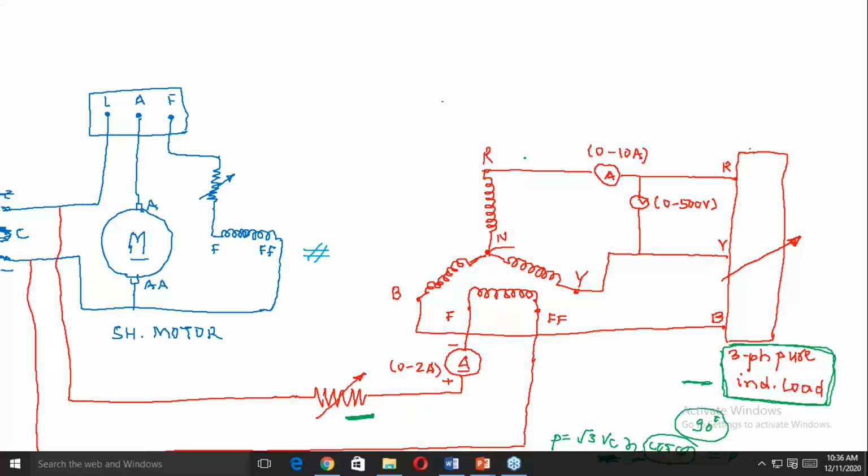Clear? So what is the procedure? First of all you take the open circuit test, you take the short circuit test, and then you conduct the ZPF test. So how is the ZPF test conducted?